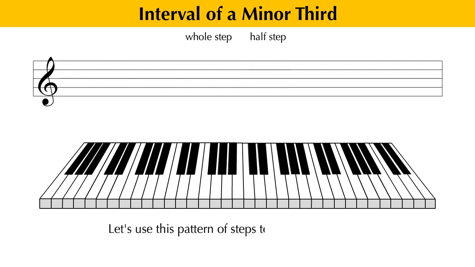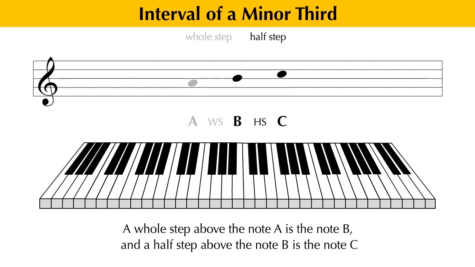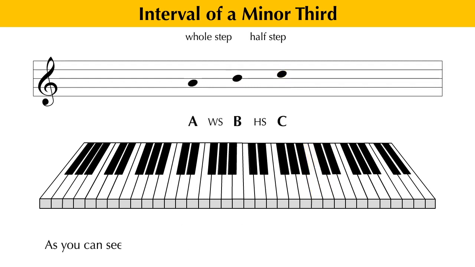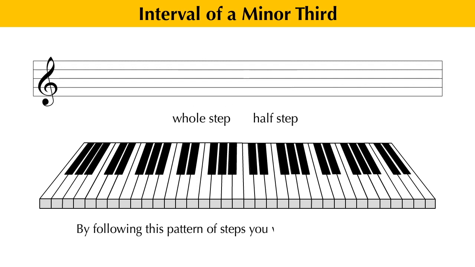Let's use this pattern of steps to figure out what an interval of a minor third above the note A is. A whole step above the note A is the note B, and a half step above the note B is the note C. As you can see, an interval of a minor third above the note A is the note C. By following this pattern of steps, you will be able to figure out what an interval of a minor third above any note is.